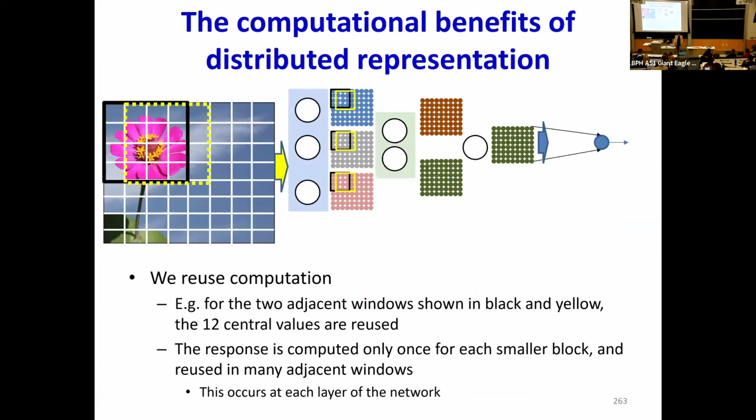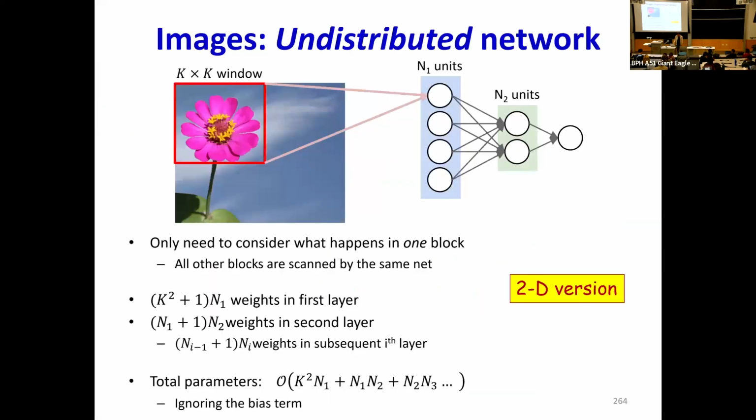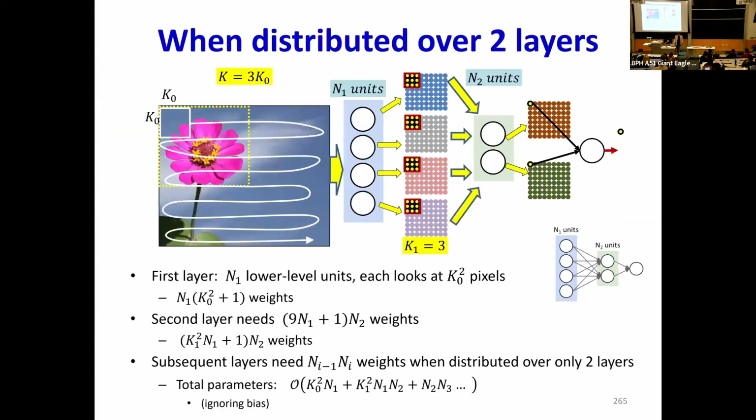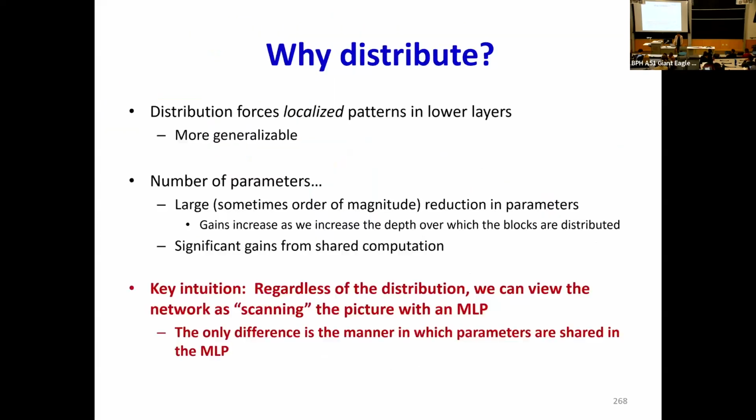Same thing over here, right? Regardless of whether I was doing it in 1 dimension or 2 dimensions, you're going to get the benefit of reusing computation, right? Reusing values. So I'm not going through the 2D example, just look at those in the slide.